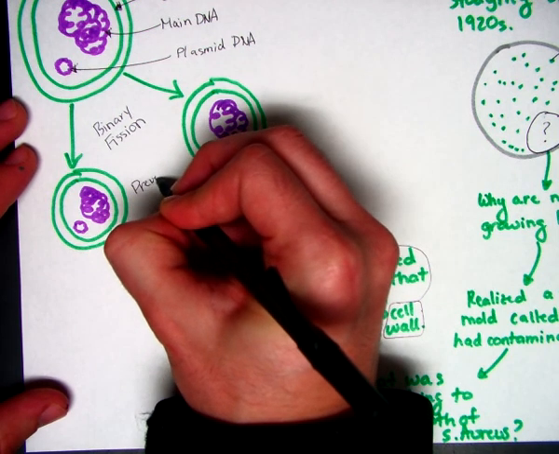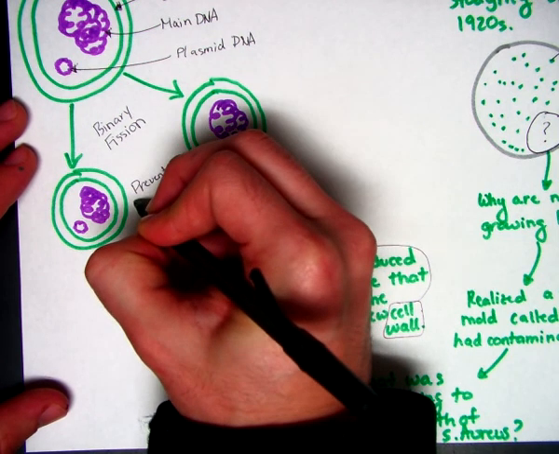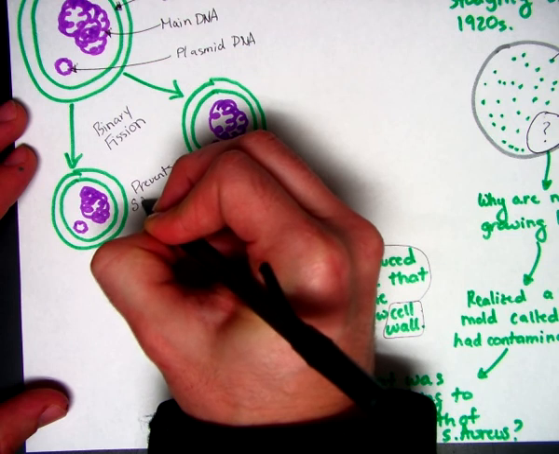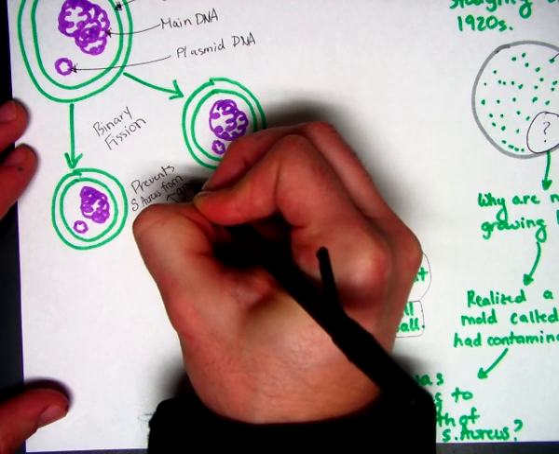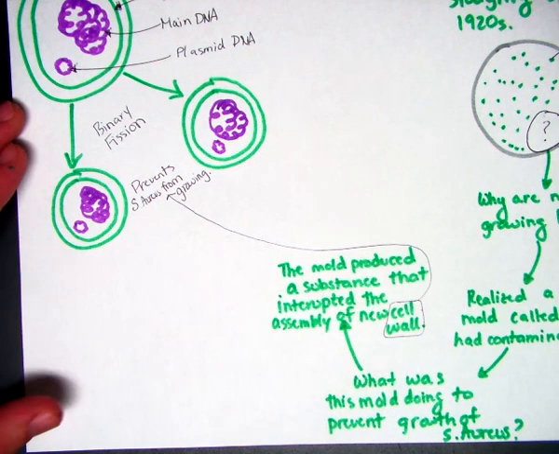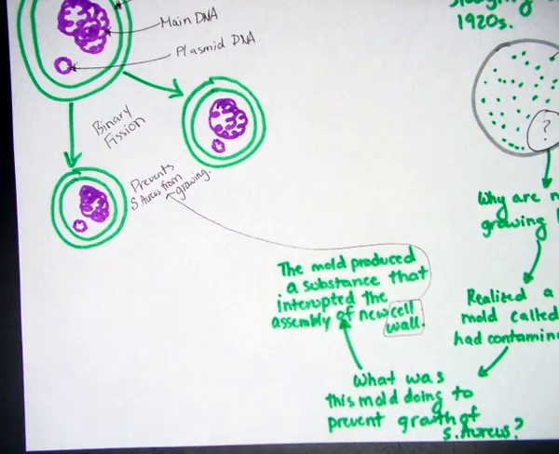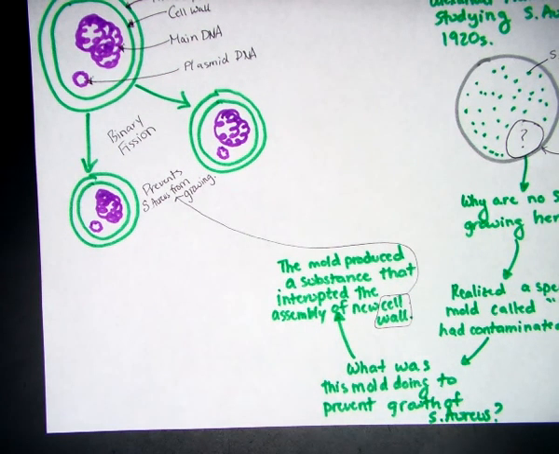So this prevents S. aureus from growing. They can't divide in the presence of that substance.